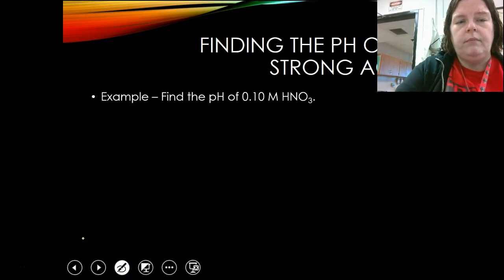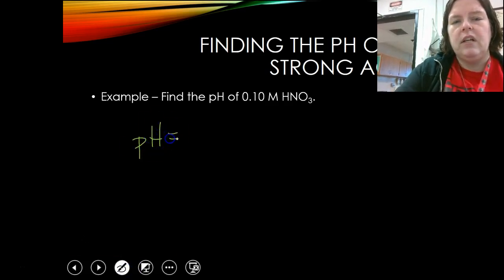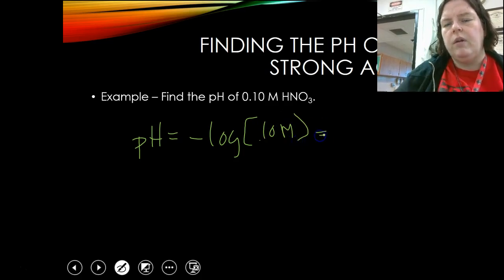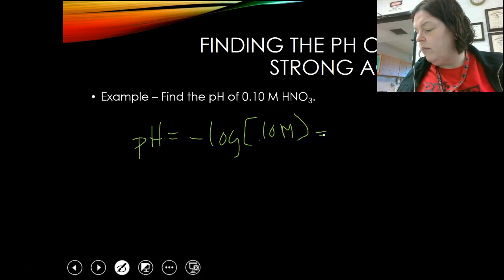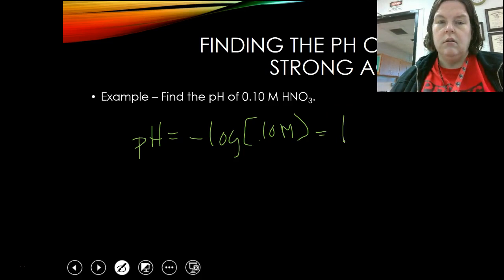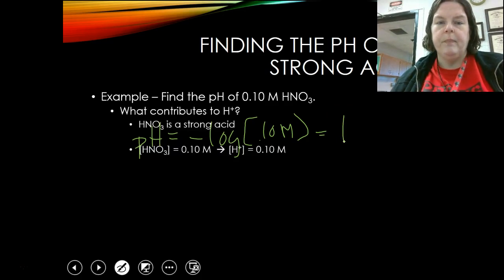pH equals the negative log of the concentration of the acid. 0.1 molar, okay. Negative log of 0.1, and we get an answer of 1 as the pH. Okay, so pretty simple stuff.